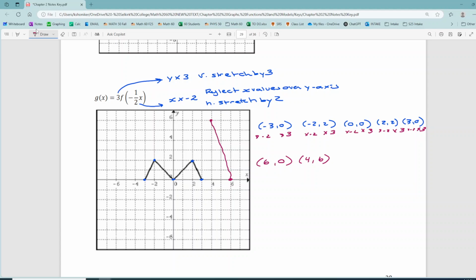Okay, and then this next point is going to be at 0, 0 still. So it's an invariant point. It does not change. And then this point is going to be at negative 4, 6. So negative 4, 6. It's been vertically stretched by 3 and horizontally stretched by 2, as well as reflected in the x values over the y-axis. And then my last point is going to be at negative 6, 0. So it's going to be down here.